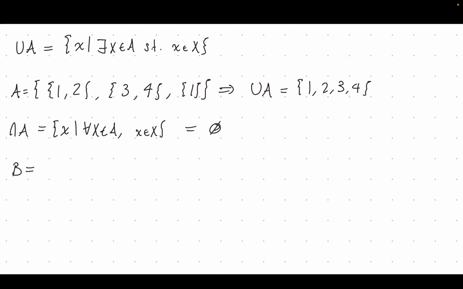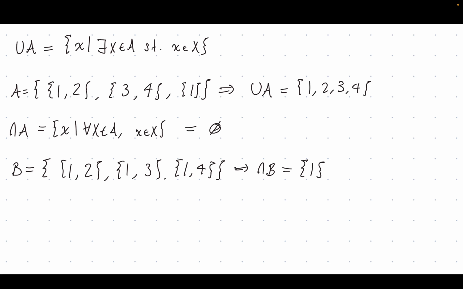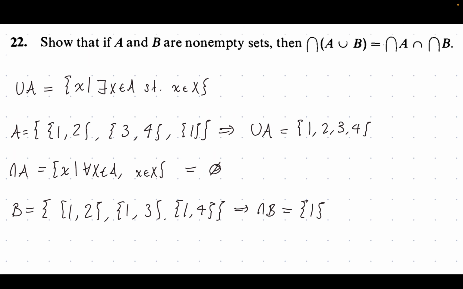If we have a set B that were something like {1, 2}, and then {1, 3}, and then {1, 4}, for instance, then the intersection of B would be equal to the set containing 1, since 1 shows up in all the elements of B. So that's the basic idea of how this operation works. Now with that said, let's get on with the proof.